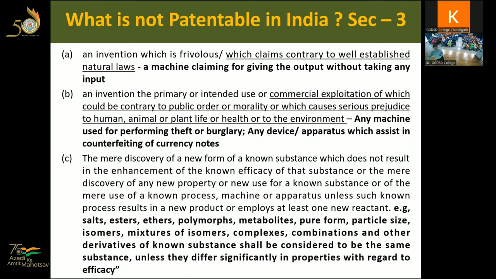Now, what is not patentable? Under section 3, there are a number of clauses, a number of statements written. All these statements are not patentable, or the inventions related to all these areas are not patentable as far as the Indian market is concerned. For example, the first statement is an invention which is frivolous, which claims something contrary to well-established natural laws. For example, a machine claiming to give output without taking any input. This is not possible, so nobody is going to give you the patent.